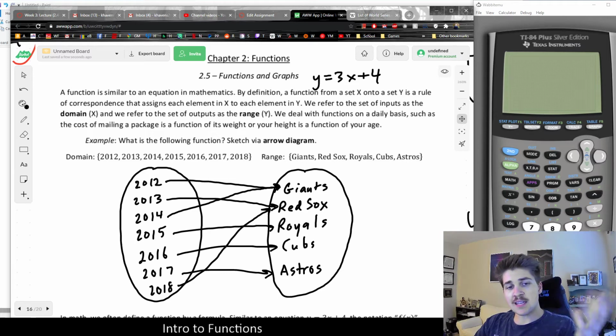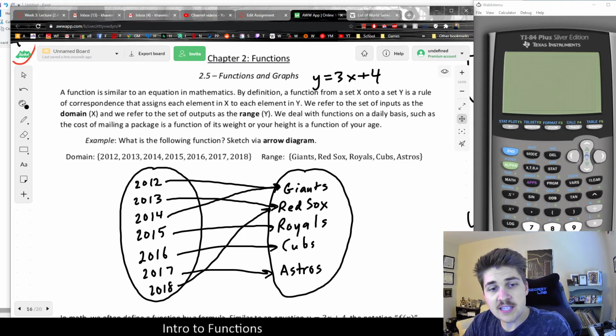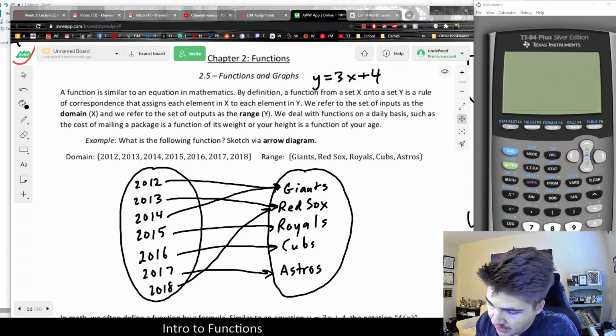Now, there are some things that are not allowed in a mathematical function, and that's we're not allowed to have one input value be connected to more than one output value. So let's say, for example, more than one team was allowed to win the World Series. So let's say in 2017, both the Astros and the Dodgers won.